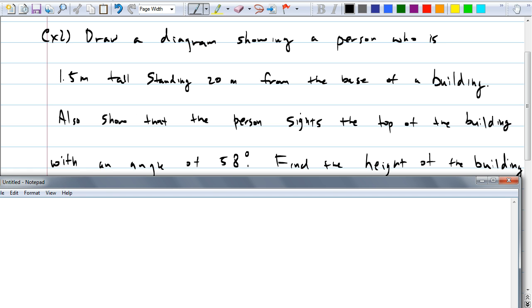Here we go. Example 2, you have something like this for your homework tonight. Like I said, you really have to understand what they mean exactly. Otherwise, if you have a different idea than what they're saying, you're not going to get the right answer. It says, draw a diagram showing a person who is 1.5 meters tall standing 20 meters from the base of a building. Also show that the person sights the top of the building with an angle of 58 degrees. Then it says find the height of the building.